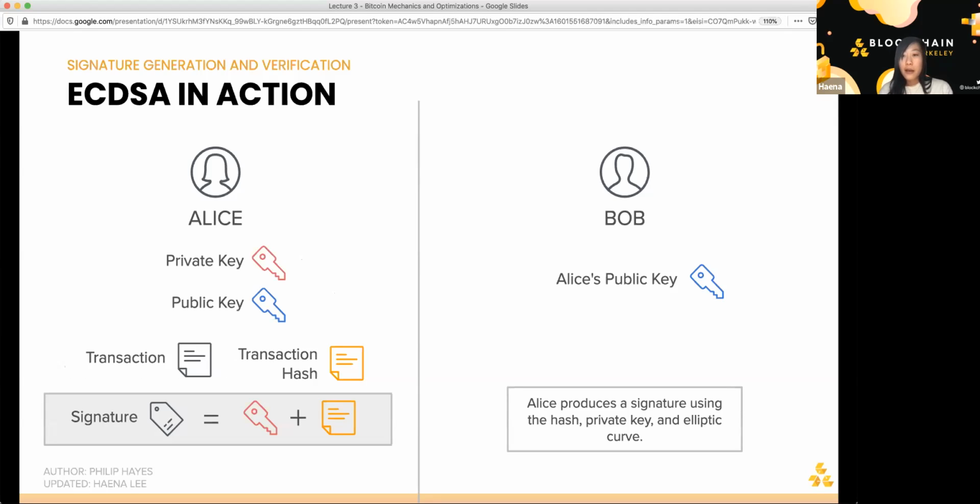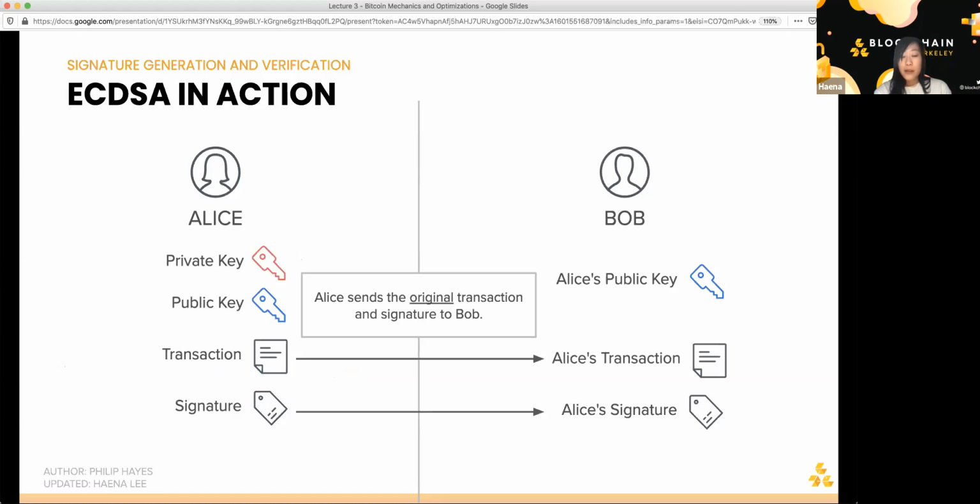And she'll also use the elliptic curve while calculating the signature. All right, so now Alice has everything that she wants to send to Bob. So she'll send her original transaction and her signature to Bob. And now Bob has three pieces of information on hand. He has Alice's public key, her transaction, and her signature.